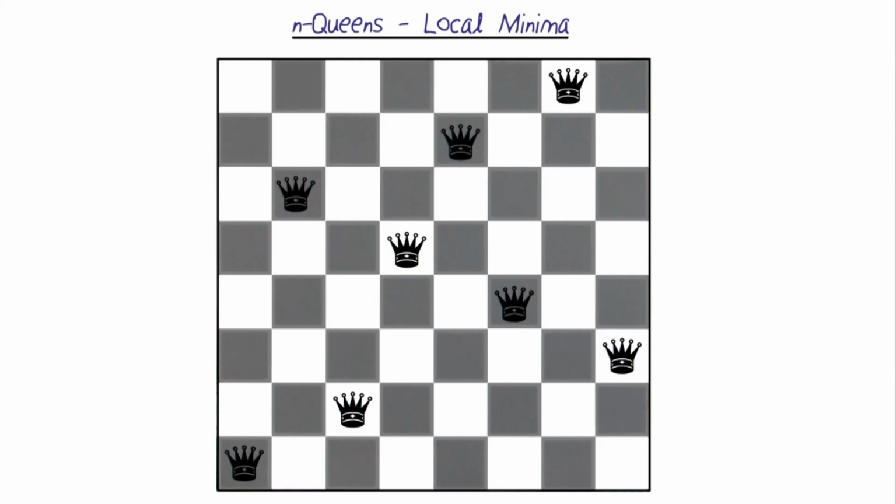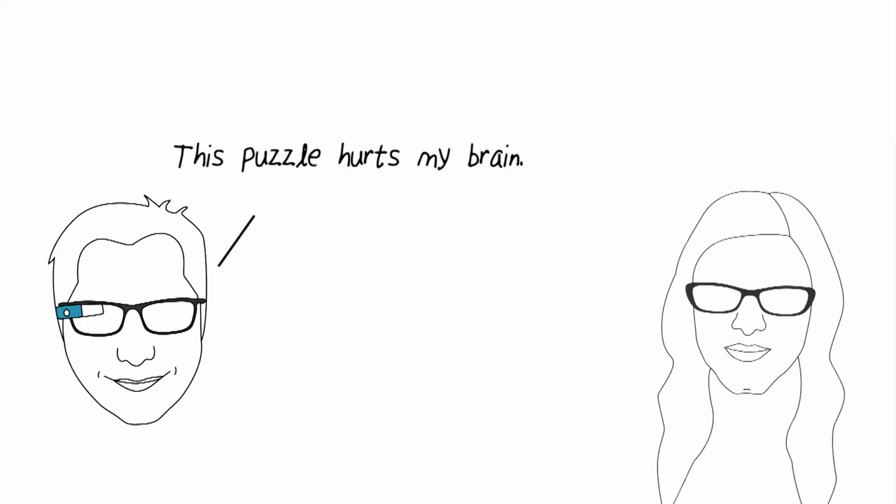For example, look at this leftmost queen. Every row, except for the one it's in currently, will have another attack. Does that mean the problem is unsolvable? No, I know the problem is solvable, but I seem to be stuck. No one move will improve my situation. This puzzle hurts my brain.